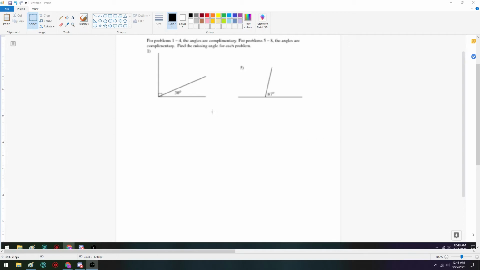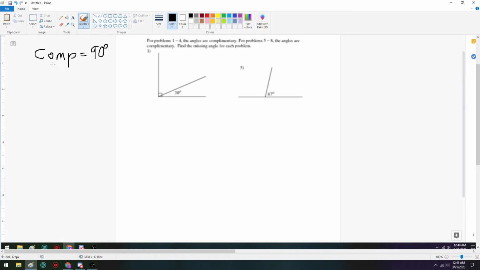Your job today is going to be finding the missing angle of both complementary and supplementary angles. I'm going to go over some examples for you so you know what you're looking for. The first thing you should remember is that complementary angles are going to equal 90 degrees.